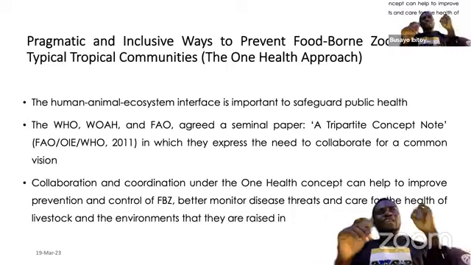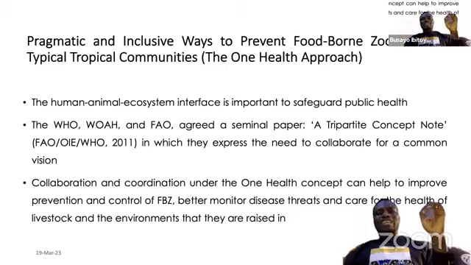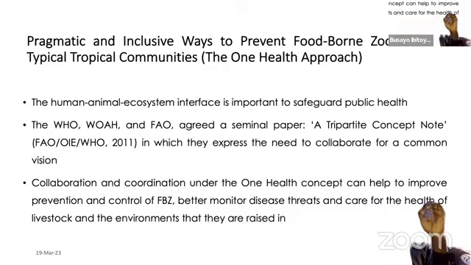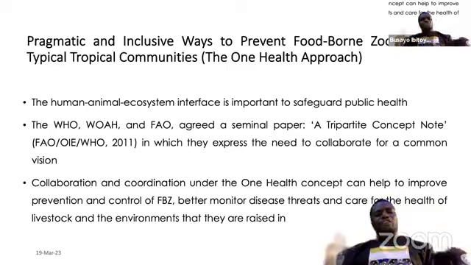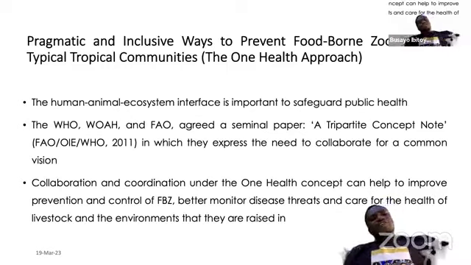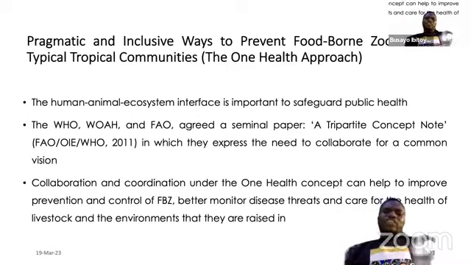For humans to be in good health, animals and the environment must also be in good health, because there is an interconnection among these three. Now, WHO, the World Organisation for Animal Health, and FAO in 2011 came to an agreement that there must be collaboration between these three sectors, and that led to the establishment of the One Health initiative worldwide.